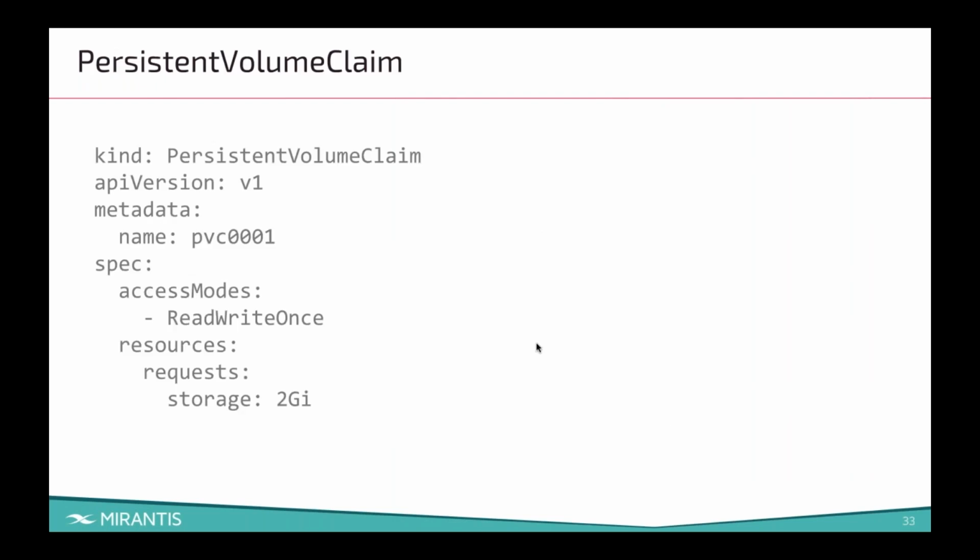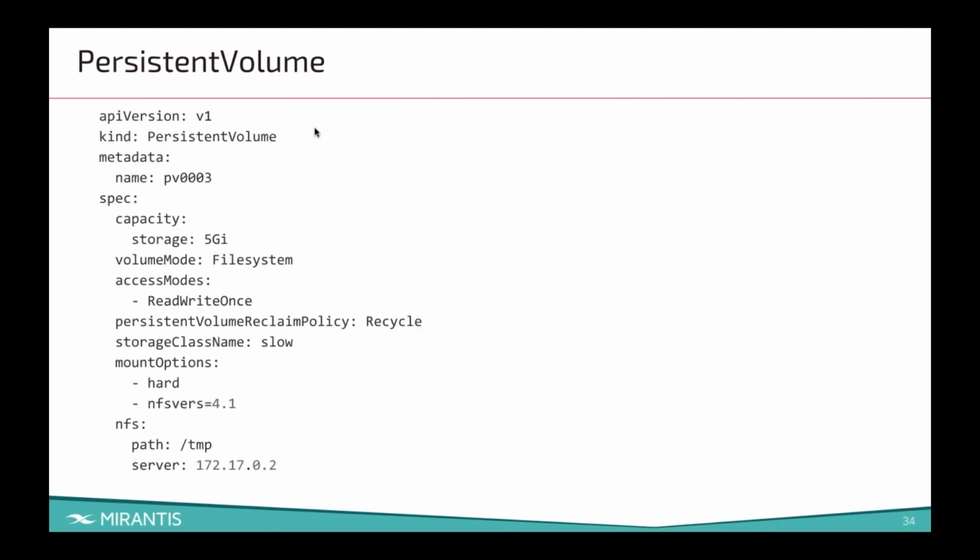All right. So in order for you to use it, you need to claim a certain amount of space. So in this case, we're saying we want 2 gigs. And then that gets turned into a claim on an actual volume. So here we're creating a volume, in this case 5 gigs.